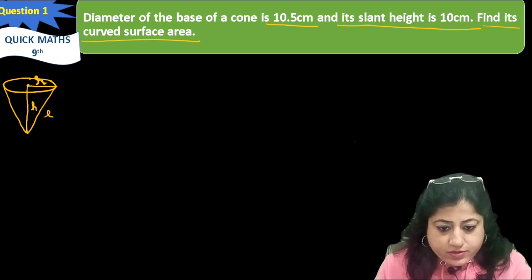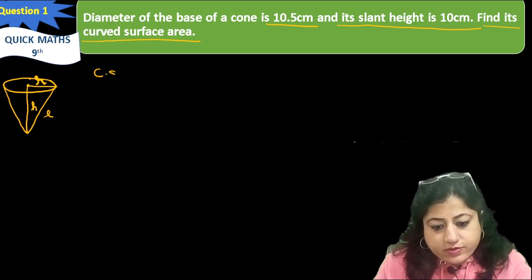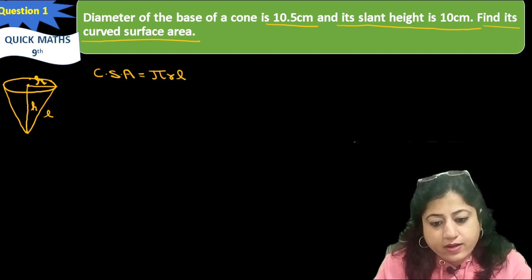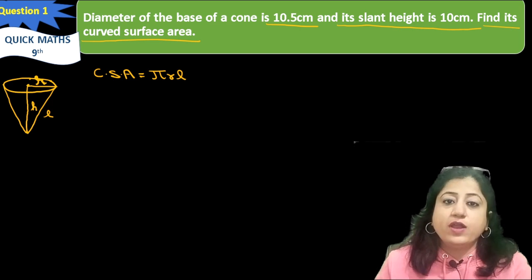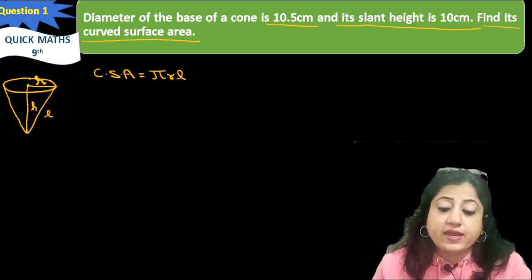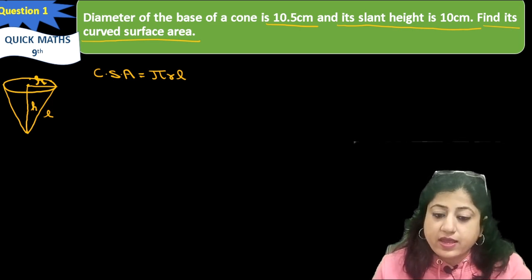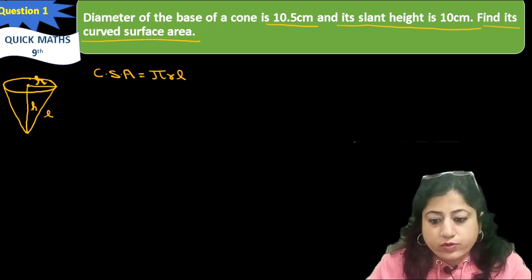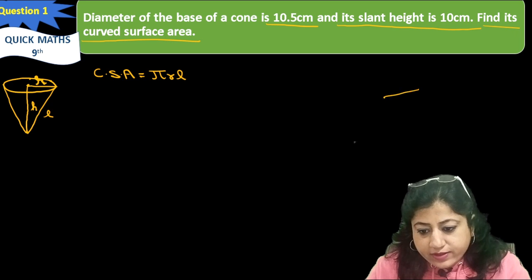Now, how does it come? The curved surface area will be pi r L. The formula of curved surface area is pi r L. ये pi r L कैसे आया हमारे पास, ये भी हम थोड़ा सा देख लेते हैं. When we open this cone, it will be of the form, write this.